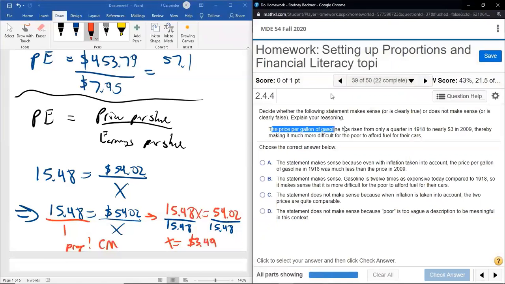They're saying the price per gallon of gasoline has risen only from a quarter in 1918 to nearly $3 in 2009, thereby making it much more difficult for the poor to afford fuel for their cars. So in 1918, gasoline was about 25 cents per gallon. That's what they're saying. I'm not fact checking that. Roughly 90 years later, it's about $3 a gallon, and we're in that ballpark right now as well when you consider all the different types of fuels.